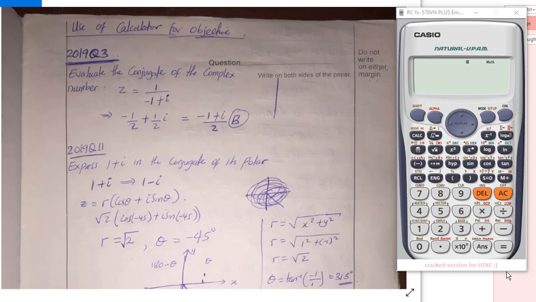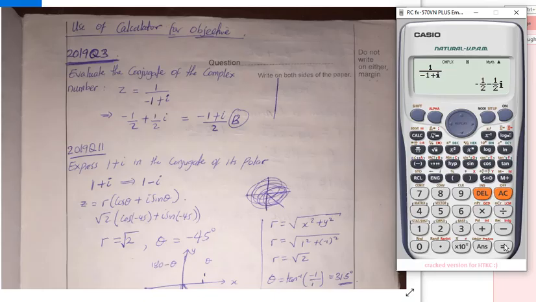Now look at it. Evaluate the conjugate of the complex number z equals, you can see what I have written on the screen, z equals 1 over 1 plus i. So you go to your calculator and press mode. That is the first thing you do. You see number 1 computer, number 2 complex, press 2, that is complex. Now type the question on the calculator. I have 1 over minus 1 plus i minus 1. As I'm pressing it, this is i here, press i. Press equal to.